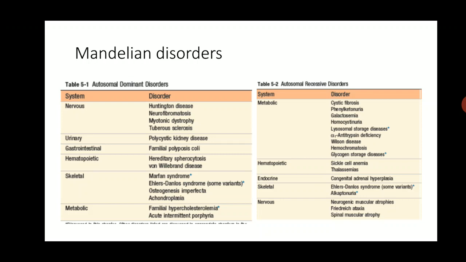The Mendelian disorders, as I said, are single gene disorders and they follow the laws of inheritance proposed by Mendel. These diseases can be either autosomal or they can involve the sex chromosomes. Autosomal disorders can be autosomal dominant or autosomal recessive, the difference between which we have already discussed in the previous lecture.